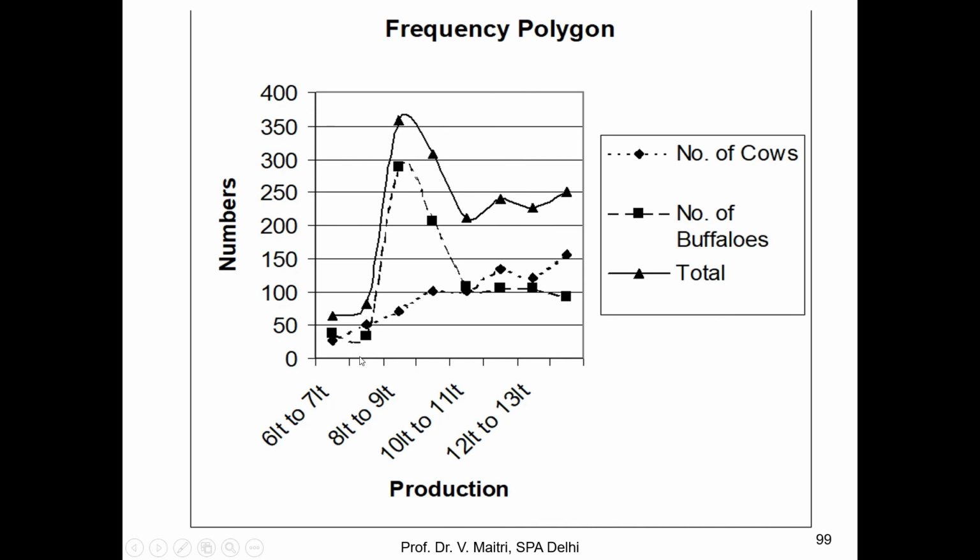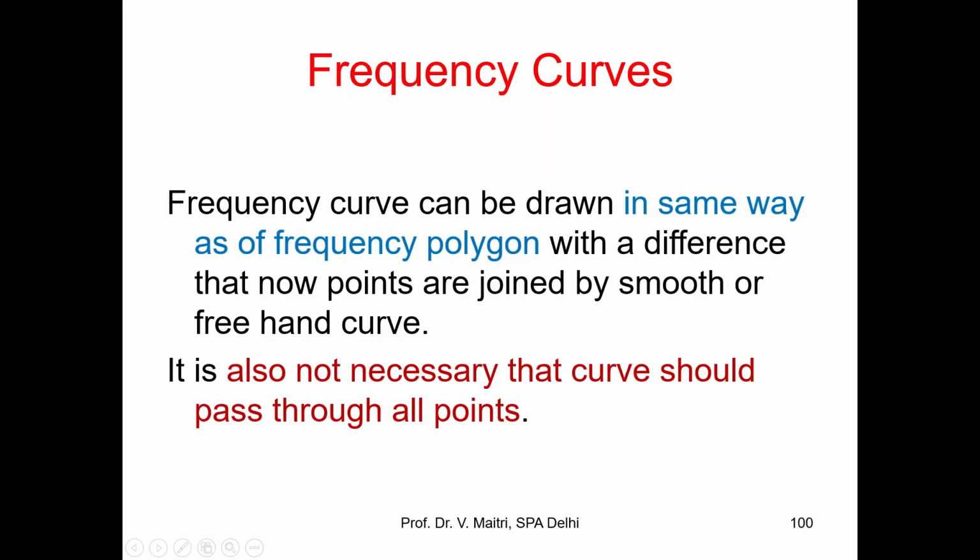From here 700 to 800 we have taken, and correspondingly we draw the frequency polygon. So we can see how it is. Now coming to the frequency curves. A frequency curve we can draw the same way as a frequency polygon, with the difference that now the points are joined by a smooth freehand curve. It is also necessary that the curve should pass through all points. So in place of straight lines, we are drawing curves. That we are going to do.